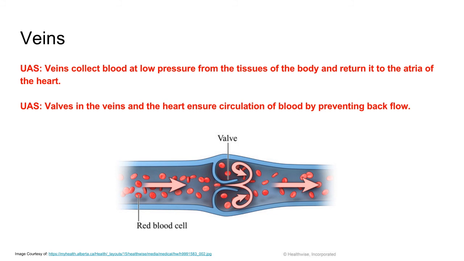Lastly, we do have veins, which return blood to the heart. The understandings would be that veins collect blood at a low pressure from the tissues of the body, or the capillaries, and return it to the atria of the heart. Valves in the veins and heart ensure circulation of blood by preventing backflow.